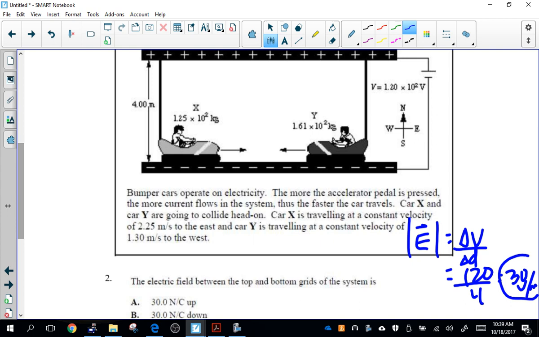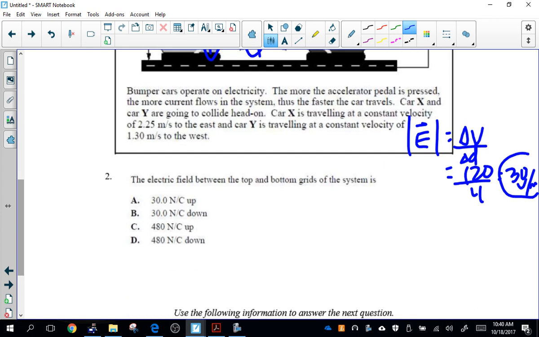They say newtons per coulomb. Which way is it, though? Up or down? Field lines always point away from the positive, and toward the negative, right. So we got 30 volts per meter or 30 newtons per coulomb, whatever you want to call it, and that would be downwards.